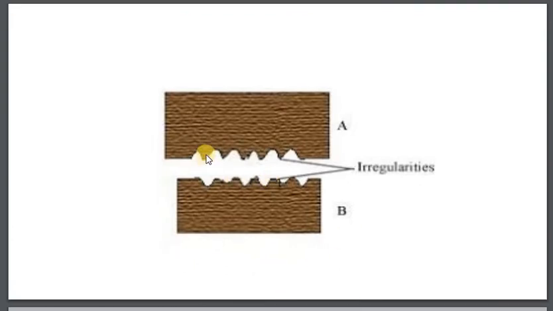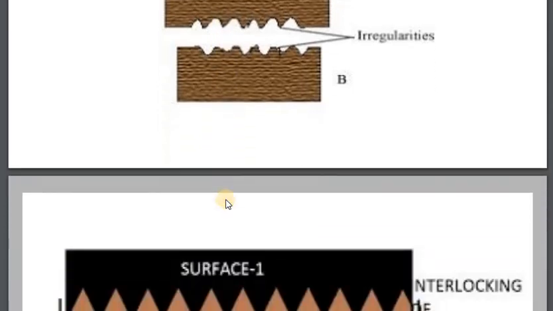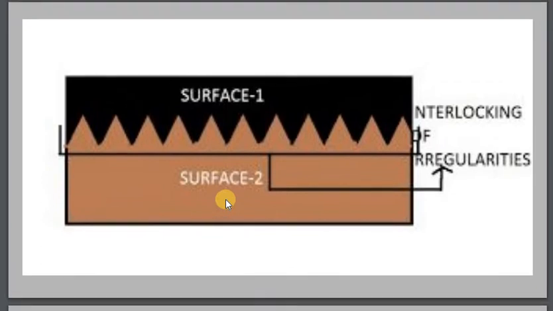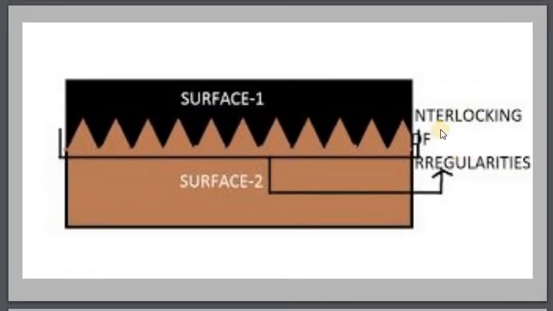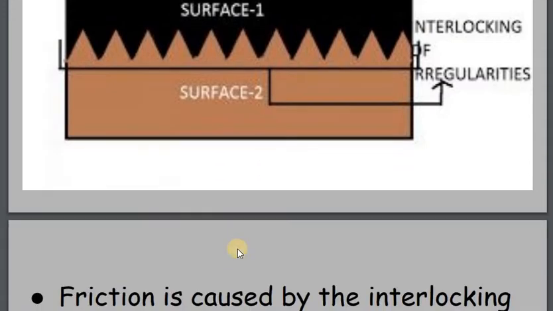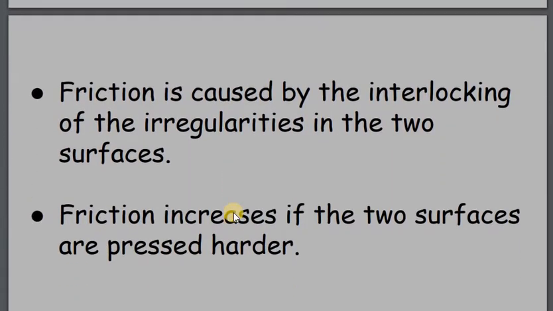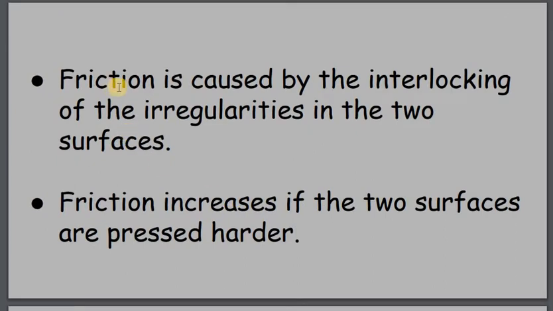Friction is because of the irregularities of the surface. Can you see the two surfaces when they are coming in contact? These two irregularities of the surface come into contact and they interlock with each other. The friction is caused by the interlocking of the irregularities in the two surfaces. Friction increases if the two surfaces are pressed harder.